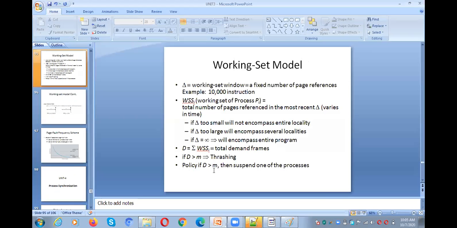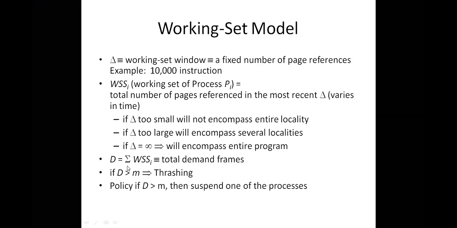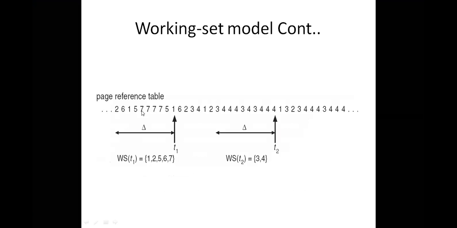And next, one more point you need to understand is why thrashing occurs. This is the reason for thrashing. D means demand. Demand means working set. The sum of working sets means the total number of demanded frames. What are the demanded pages here? 1, 2, 5, 6, 7. What are the demanded pages at time 2? 3, 4. What are the demanded pages at time 3? 1, 2, 3, 4, right?